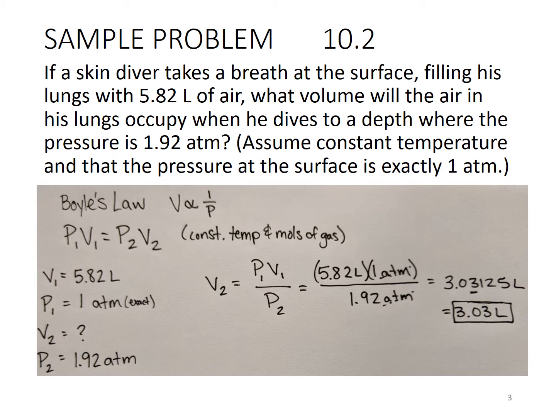So the volume decreased. That should make some sense. We increased the pressure, about doubled the pressure, so we should about halve our volume. And that's what we see, right? Going from roughly 6 liters down to roughly 3 liters. So this, just quick mental math, seems to make some sense.